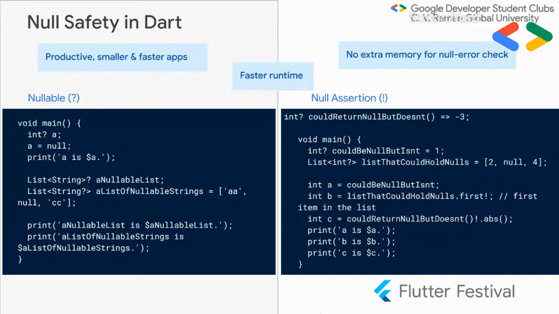Every time we compile our app, extra memory is used for checking whether the input or whatever data we are working with is null or not. So we already have sound null safety available in Dart, which reduces the extra memory. It makes the runtime faster, and it also makes the app more productive because we have already declared whether it is going to be null. So there's not going to be any extra memory allocated for error checking of null.